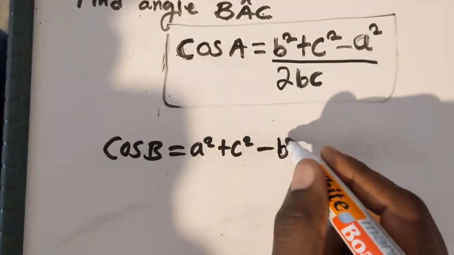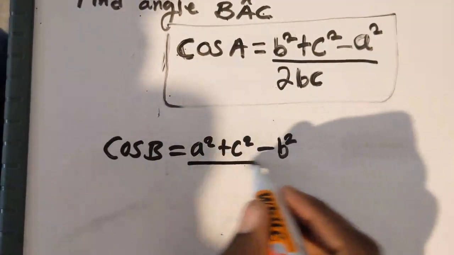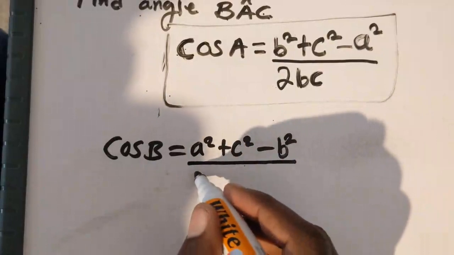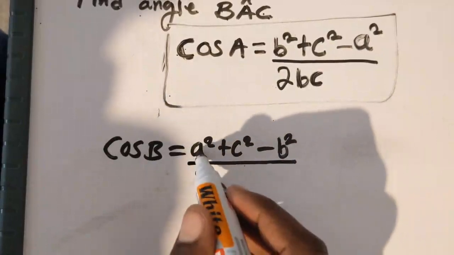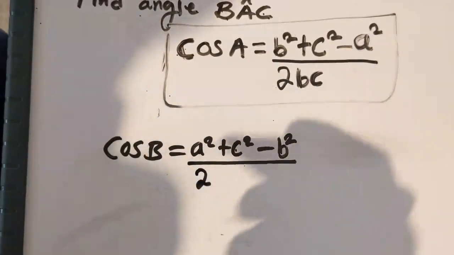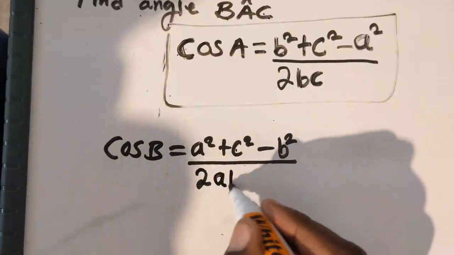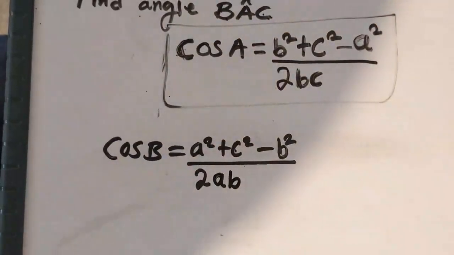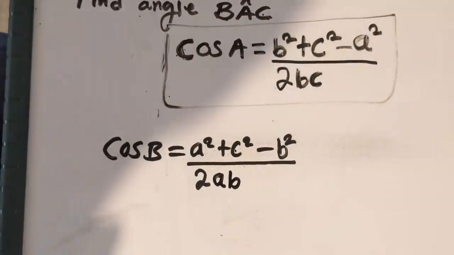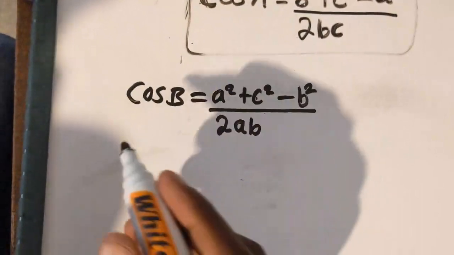So you subtract that, which is going to be b squared. Then over, just put 2. Then you get these letters, but don't square them. So it's going to be a, c, like that. Then you are done with the formula. Okay? So this is how you are supposed to do it. So let's try cos C.